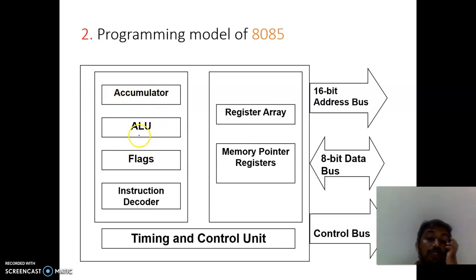And the ALU does the execution process. According to the execution, it sets or resets the flags, and whatever the next instruction is, according to that it will be decoded, and the instruction decoder works. Overall, these are synchronized with the timing network.